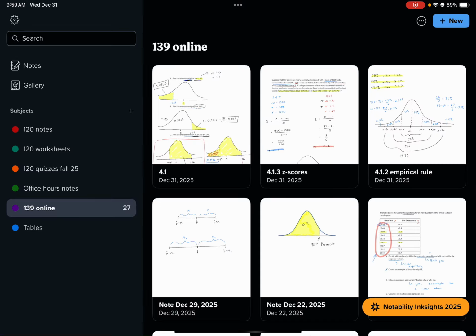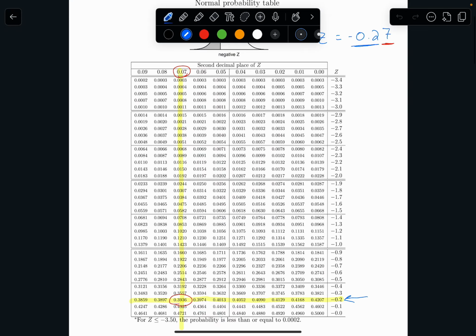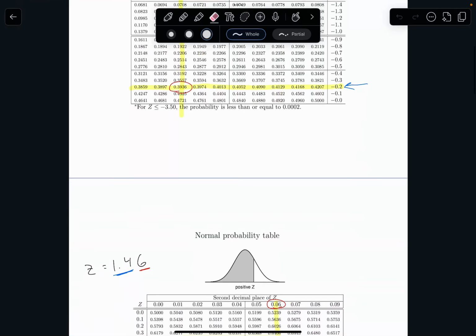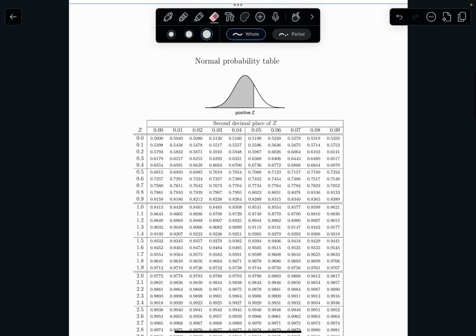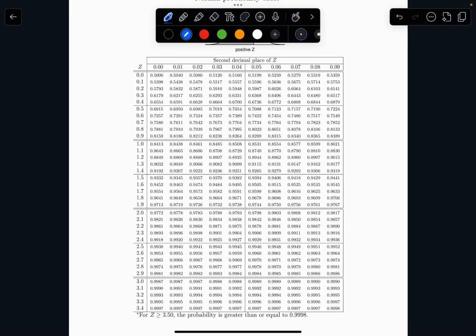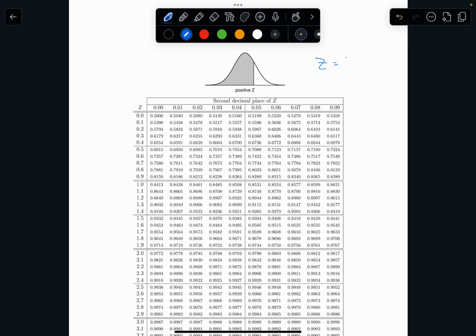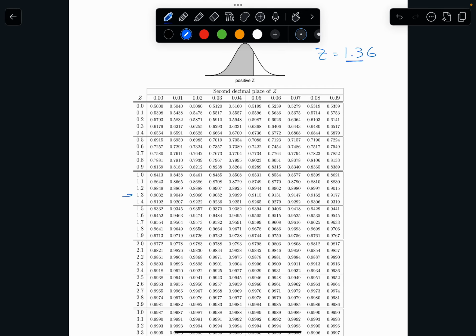So let's go ahead and hop back over here. We want a positive z-score, so we're going to scroll down to our positive z-scores, and let me erase stuff from our last video. So we said our z-score is 1.36. So the first number in decimal, our z equals 1.3. We should be looking at this row right here. And 6, here's that second decimal, so I would be looking at this row right here and this column right here. So my area is 0.9131.